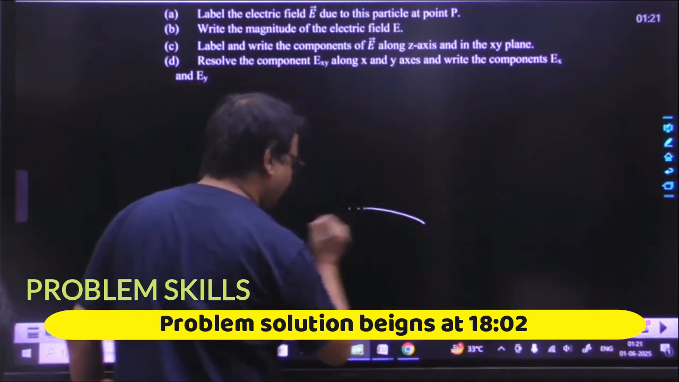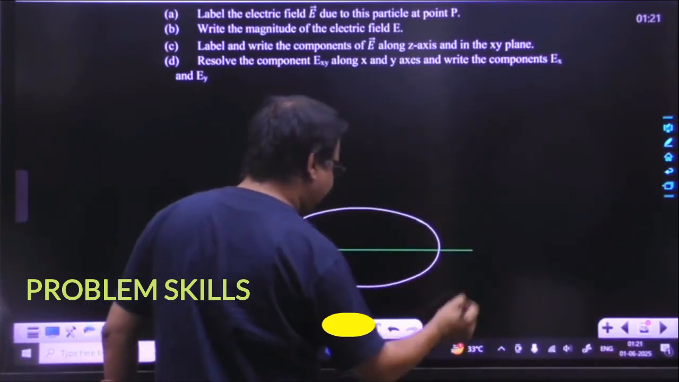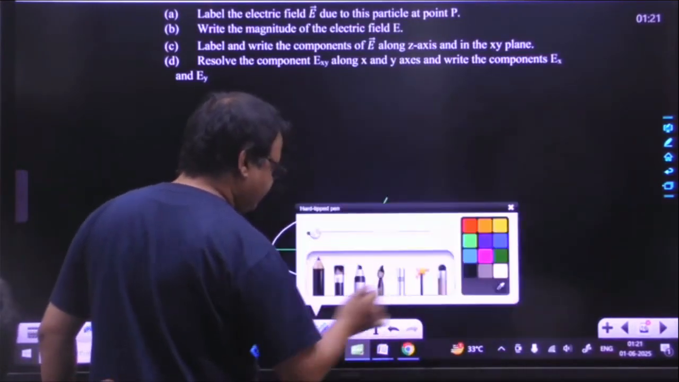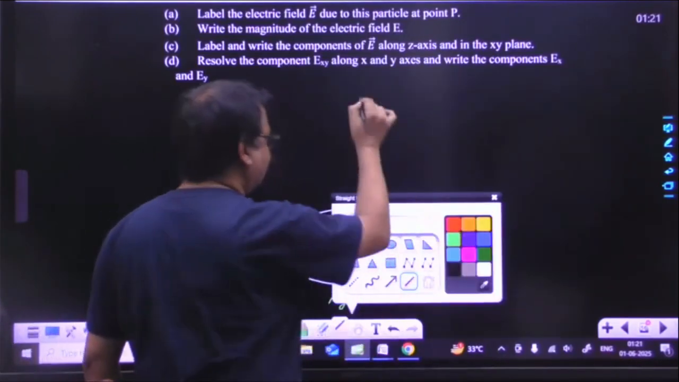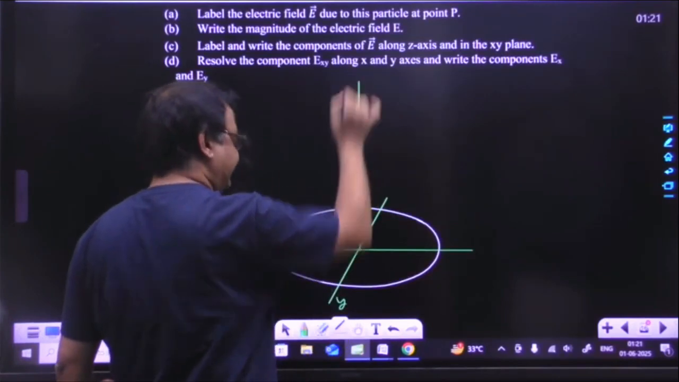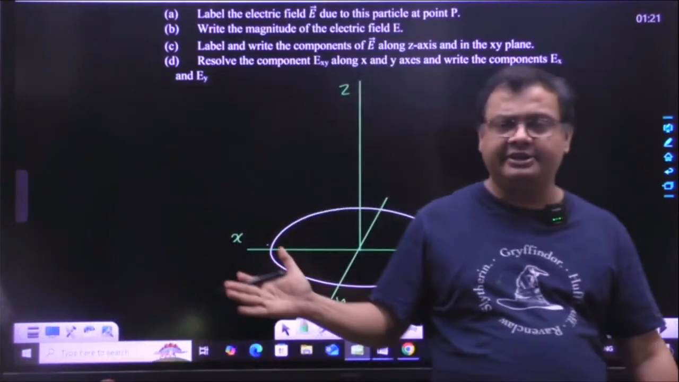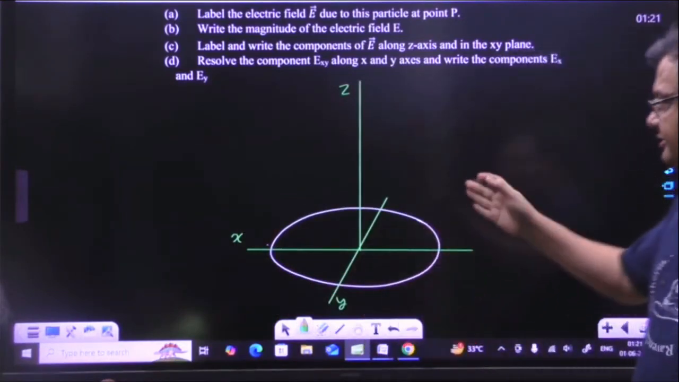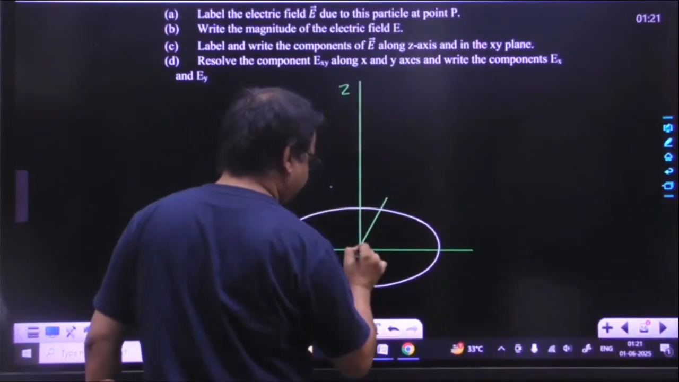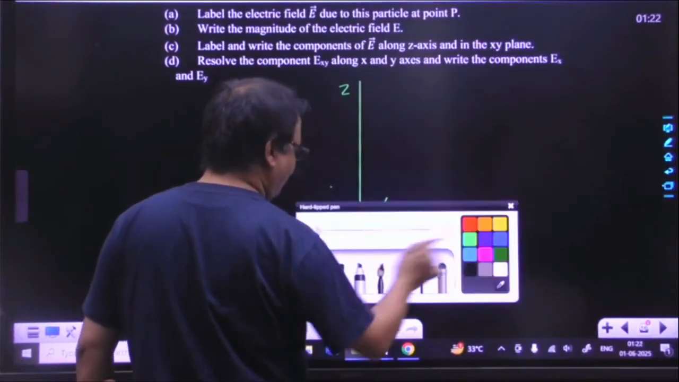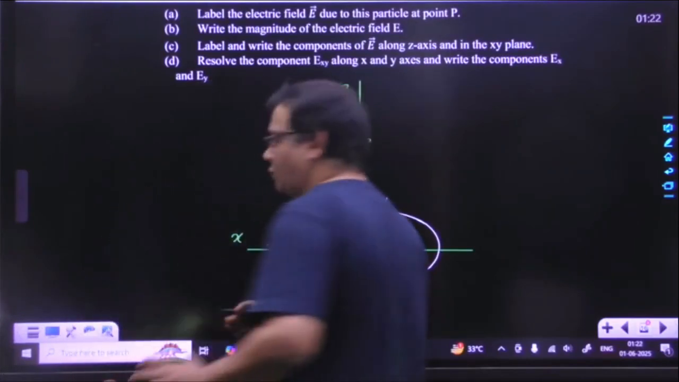So this is the ring which is located in the xy plane. This is the plane of the ring which I'm labeling as x and y, and the z axis I'm taking along the axis of the ring. So this is the coordinate system: the xy plane is taken in the plane of the ring and the z axis is along the axis of the ring. Got it? Say this point is the center and there is a point P on the axis of the ring. And we all know what the azimuthal angle is.